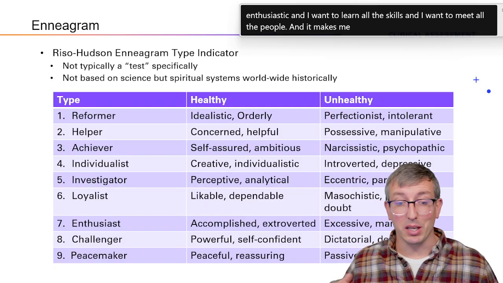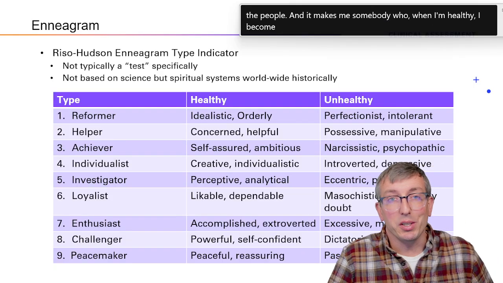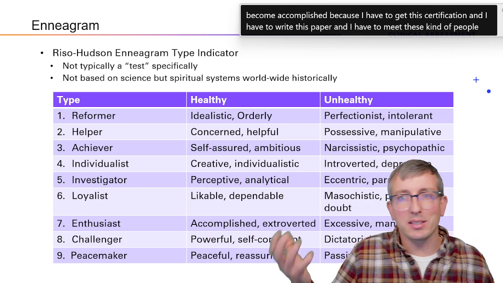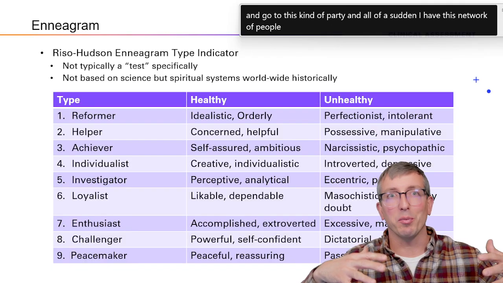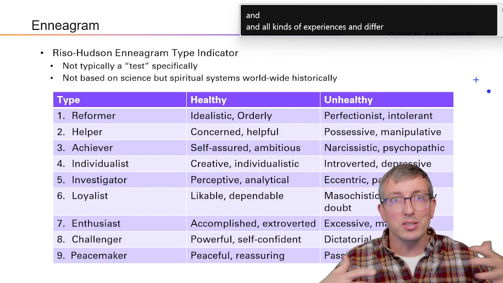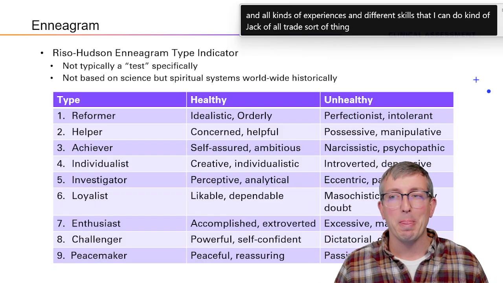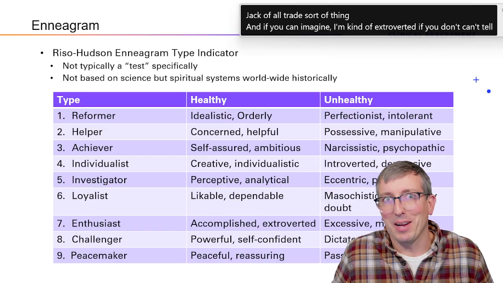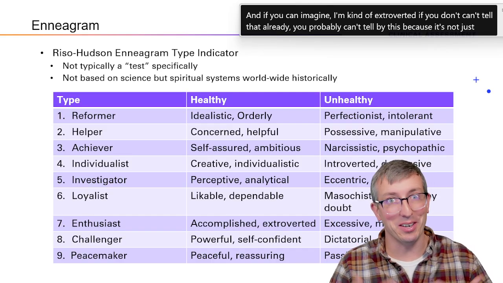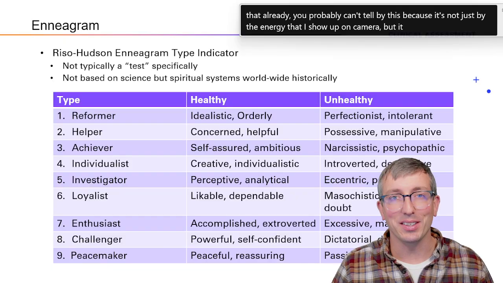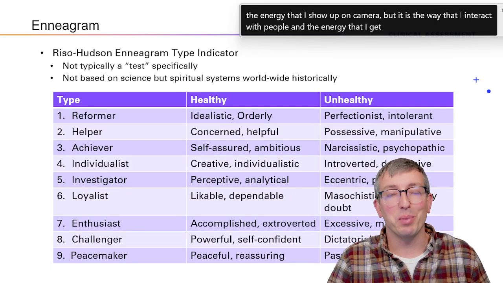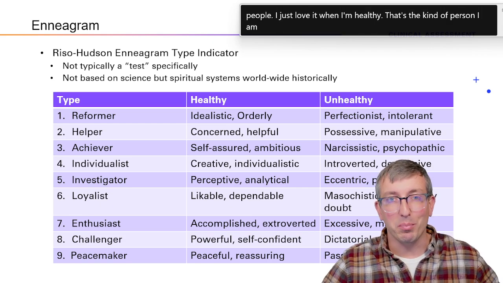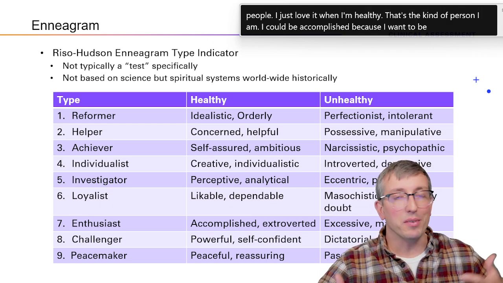And it makes me somebody who, when I'm healthy, becomes accomplished because I have to get this certification, I have to write this paper, and I have to meet these kinds of people and go to this kind of party. And all of a sudden, I have this network of people around me and all kinds of experiences and different skills that I can do, kind of a jack of all trades. If you can imagine, I'm kind of extroverted. If you can't tell that already, you probably can tell, not just by the energy that I show up with on camera, but by the way that I interact with people and the energy that I get from being around other people. I just love it. When I'm healthy, that's the kind of person I am. I can be accomplished because I want to be a part of so many different things.